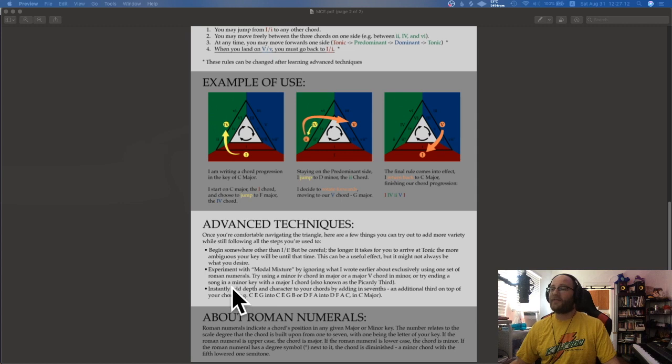The last tip I have on here is that you can start to add depth to your chords by adding in sevenths, which is an additional third on top of your chord, like going from C, E, G to C, E, G, B, or D, F, A to D, F, A, C.